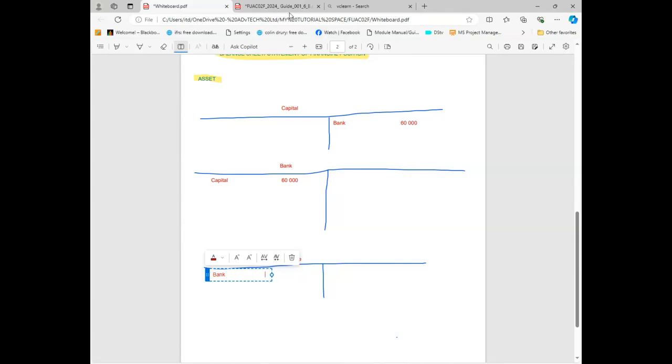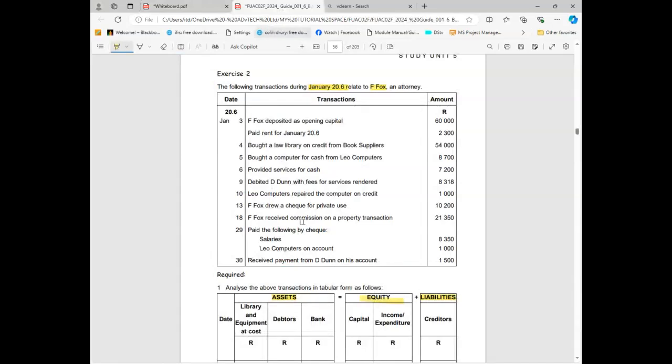If I may check, that was 2,300. And I must go to the bank here, and I say rent expense. So at the same time, you are revising the general ledger account, because they can ask you anything. Okay? So far, okay? Yes, it's making sense.